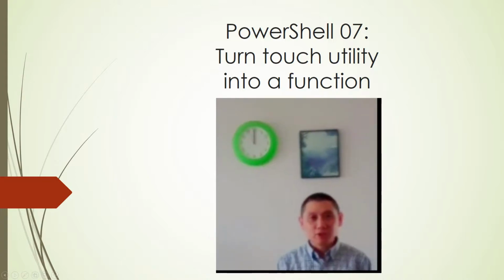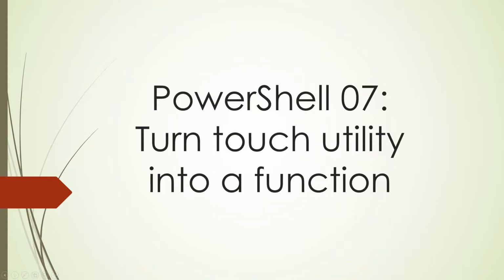Topic of this video is PowerShell Tutorial 7. Turn touch utility into a function. In the last tutorial, with the subject of touch utility to change timestamps, we have created a PowerShell script to update the creation time, last write time, last access time of files. In this tutorial, we will continue working on that script and convert it into a PowerShell function.